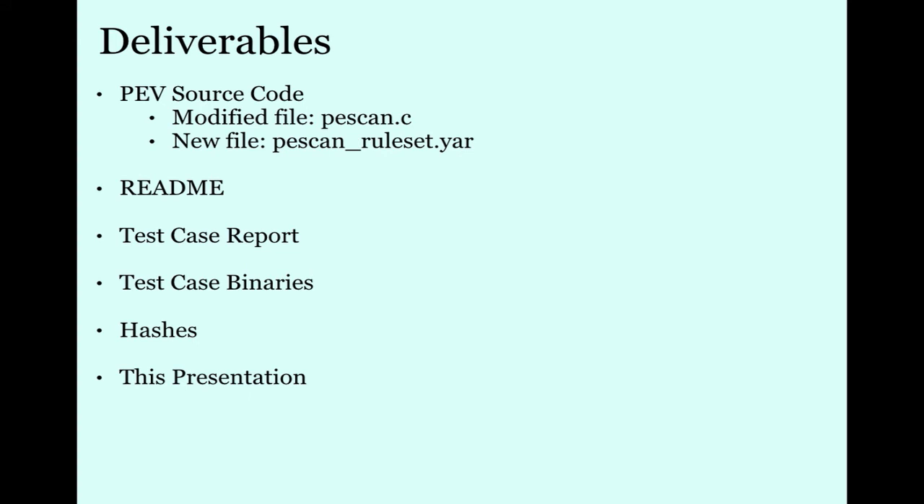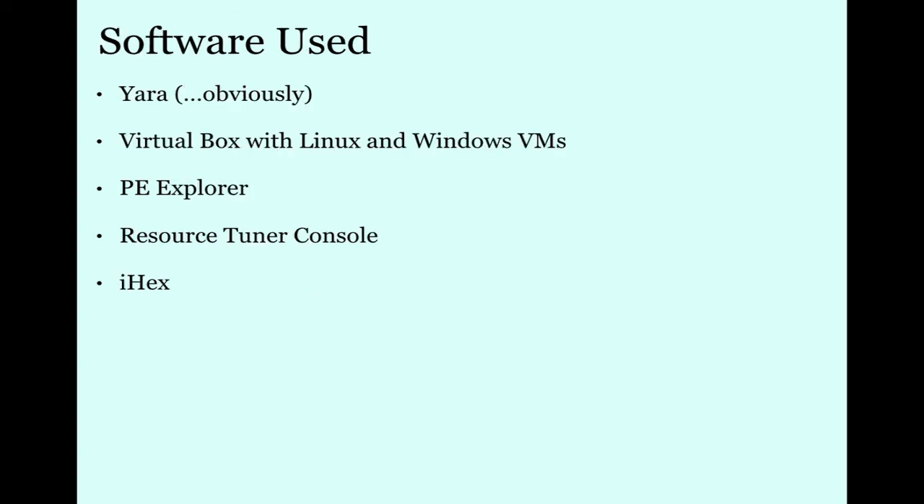Here's what I've provided as my deliverables. There's the source code, including the 2 files that I just showed, PE scan and the PE scan rule set. There's a README that explains a lot of what I went over in this presentation, as well as each rule in a little more depth. There's a test case report showing just what I did for the CPL malware with the side-by-side comparison for every test case, as well as the binaries I used for the test cases themselves. Then there's the hashes, just to make sure that everything transfers correctly, and this presentation itself.